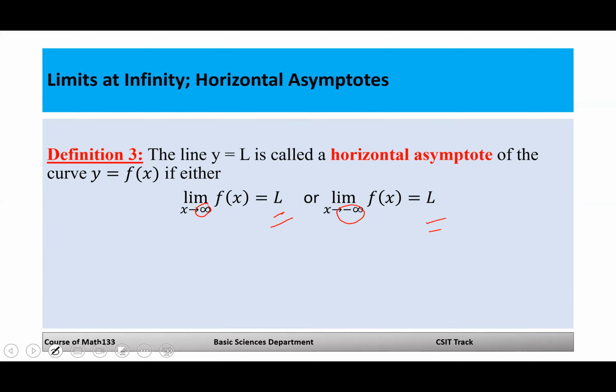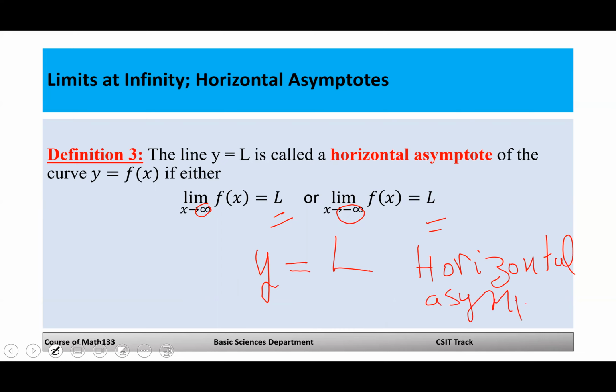then we say that y equals L, and here be careful to write y equals the number, not only the number. This is the horizontal asymptote. As I said before, if the limits at plus or minus infinity are different, then we will have two different horizontal asymptotes.